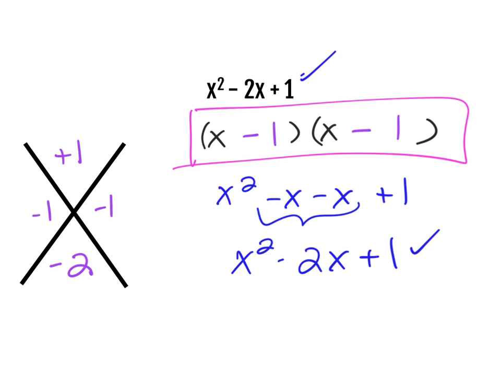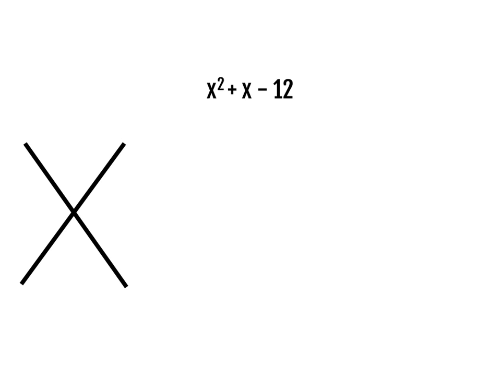All right, let's try one more. Now, setting things up, I have x and x. My product is a negative 12, while my sum is a positive 1. So this is going to be a little different. Now my signs: my product is negative, which means the only set of signs I can have is positive and negative in order to get a negative product.